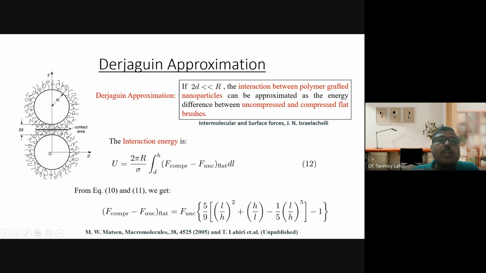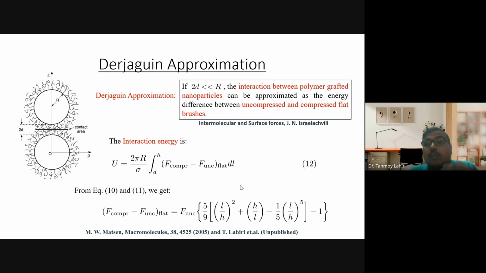And here is the figure. We have two, let's say, colloidal particles or nanoparticles of radius r. They have polymer chains grafted on them and they approach each other. So can we calculate the interaction energy between these two particles? The Derjaguin approximation says that yes, we can do it. This interaction energy is related to the difference between the energies of the flat brushes that we calculated, that is, the compressed brush and the uncompressed brush. And this is equation 12, how the Derjaguin approximation can be used to calculate the interaction energy between two nanoparticles or colloidal particles.